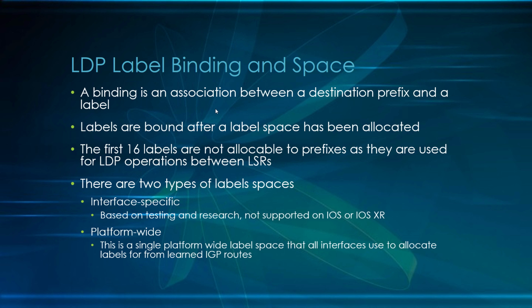When you actually go through and form an adjacency, there's already a default range, and that range is allocated on a per-prefix need, incrementing up from low to high, so 16, 17, 18, etc.